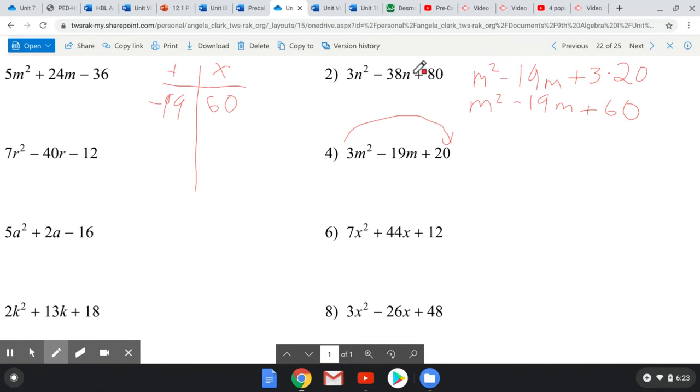And just like in this example that I did in the last video, this is negative, which means that both of our factors are going to be negative because we need it to multiply to a positive and add to a negative. So both of our factors need to be negative, and we're looking for things that add to negative 19. So let's just start trying some factors.